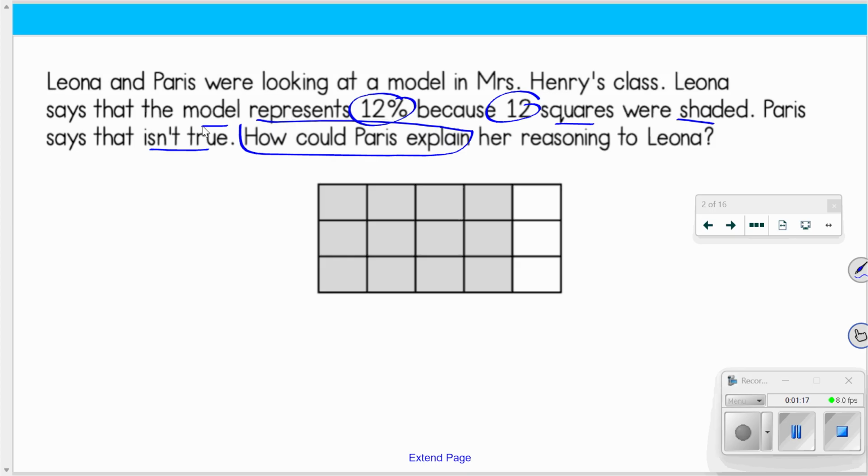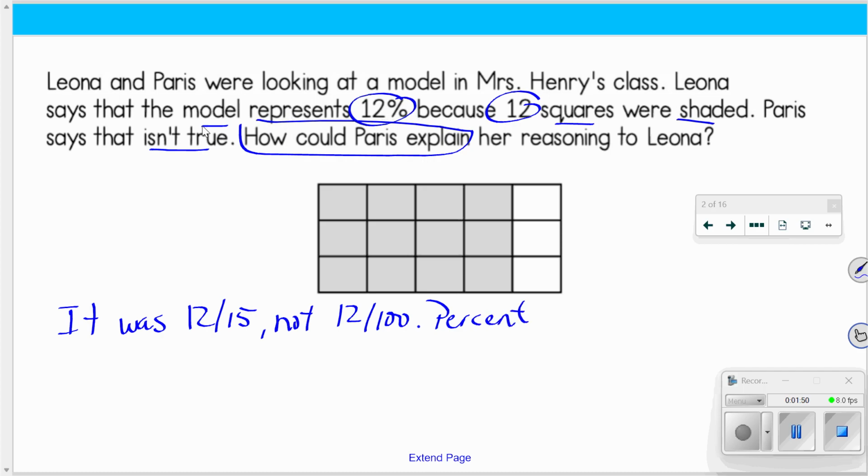But that 100 is really, really important when we talk about percent. Because if you look at the word, what does percent mean? Percent means out of 100. Literally it means out of 100. Per, out of, cent, 100. So, the basic on this, it was 12 out of 15, not 12 out of 100. Percent means out of 100.